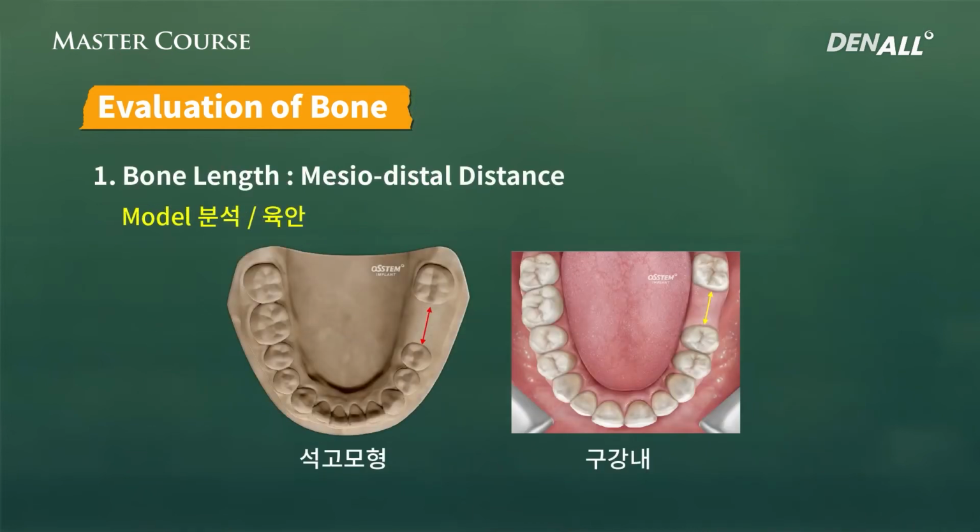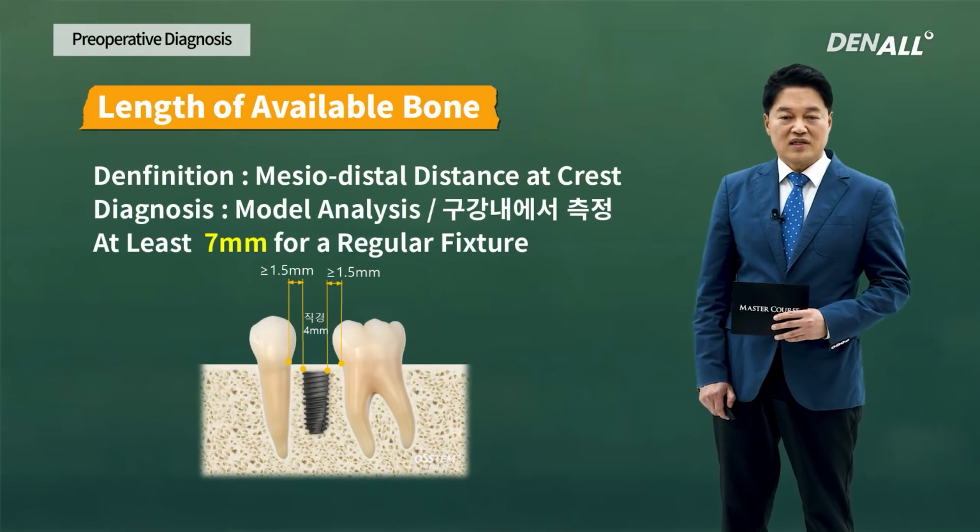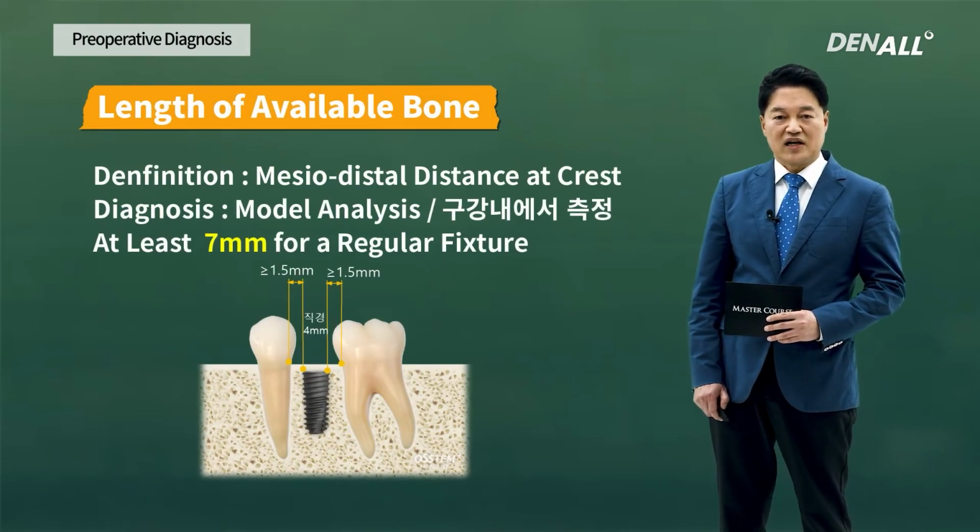Bone evaluation. Let's take a closer look. First is bone length, mesiodistal distance. You can use a plaster model or check within the patient's mouth, and you can measure using vernier calipers. As I've mentioned, the length between natural teeth and fixture needs to be at least 1.5 millimeter.